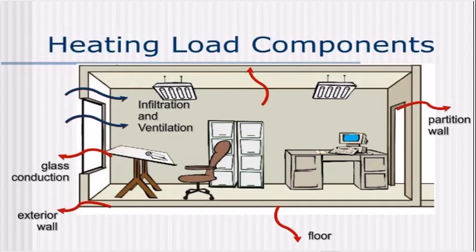Glass conduction. Heat can be lost through windows and other glass surfaces. Exterior wall. Heat can also be lost through the exterior walls. Partition wall. The partition wall separates the room from an adjacent space, and heat can be lost through this wall as well. Floor. Heat can be lost through the floor.